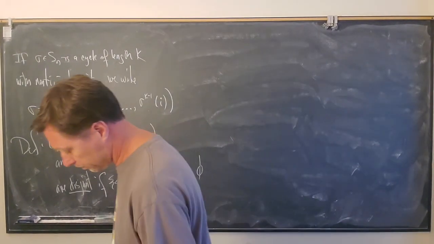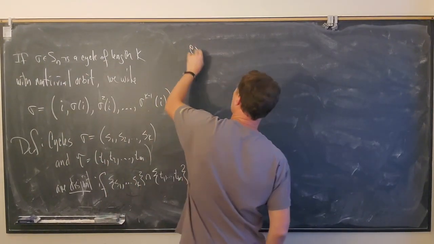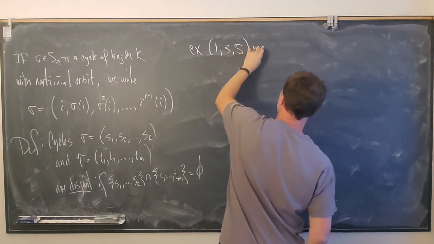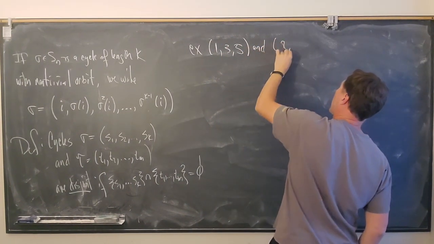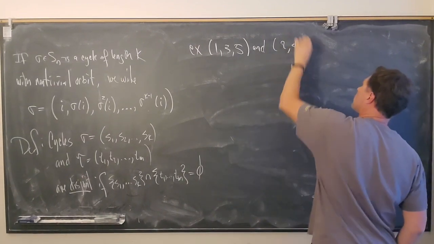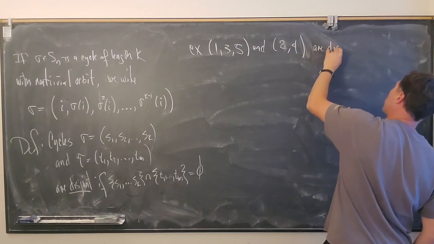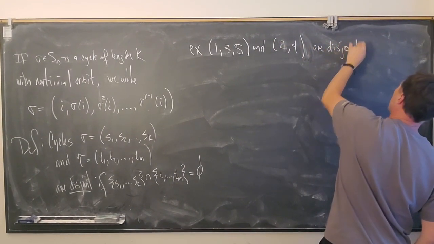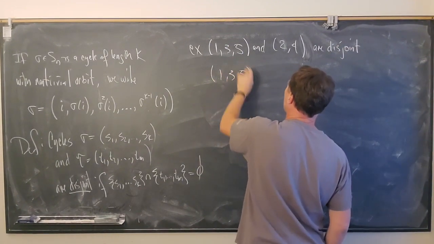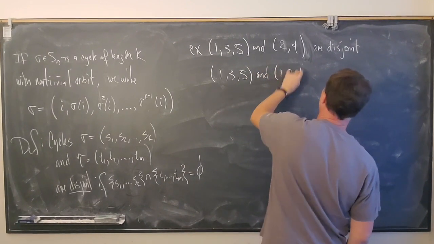So for example, (1, 3, 5) and (2, 4) are disjoint cycles. And then the cycles, let's say, (1, 3, 5) and (1, 2, 4) are not disjoint.